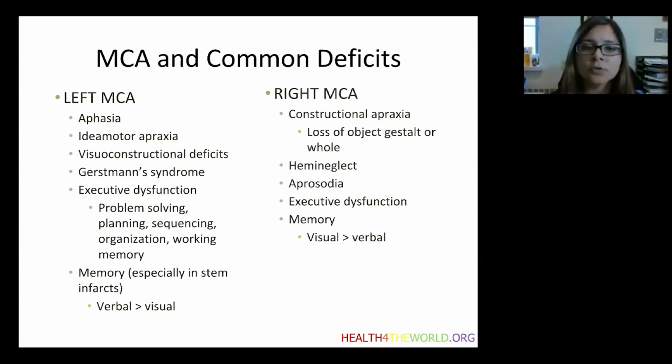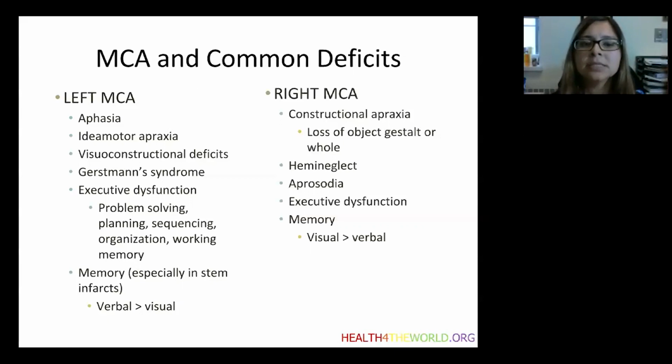It's a rare syndrome, but it results in some very specific consequences: inability to distinguish the right from the left side, inability to name your fingers, and an inability to do math, or acalculia. So Gerstmann syndrome is rare, but it does have a very specific set of symptoms associated with it.